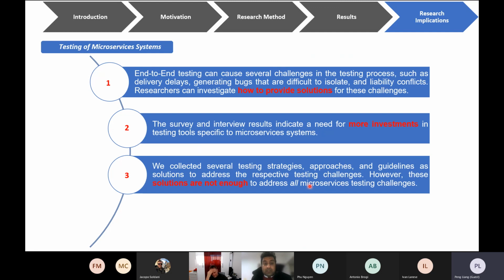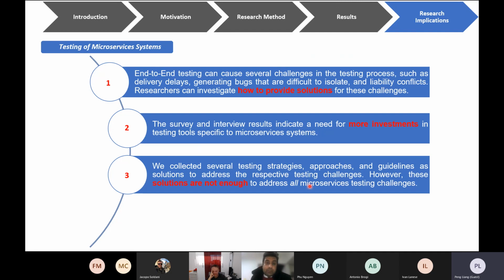The survey and interview results indicate a need for more investment in testing tools specific to microservices systems. We found that most tools, for example, can be used for any kind of system, so we hardly found any specific tool for testing microservices systems. We collected several testing strategies, approaches, and guidelines as solutions to address the respective challenges. However, these solutions are not enough to address all microservices testing challenges. So these are a few of the research implications.